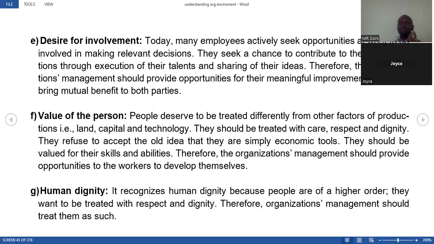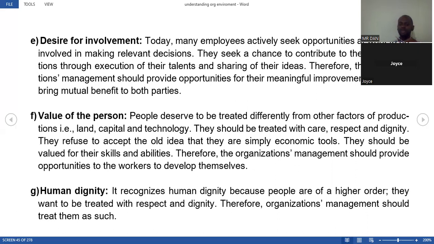Then we're also talking about value of the person. If somebody feels that they are valued within the organization, there's a way they behave, and they will always try their level best to ensure that they work towards achieving the organization goals. But the moment you realize that you are not valued in organizations, then people become so reluctant, and at the end of the day, they do not work towards achieving their set goals and objectives. So others end up even resigning and looking for other opportunities in other organizations.